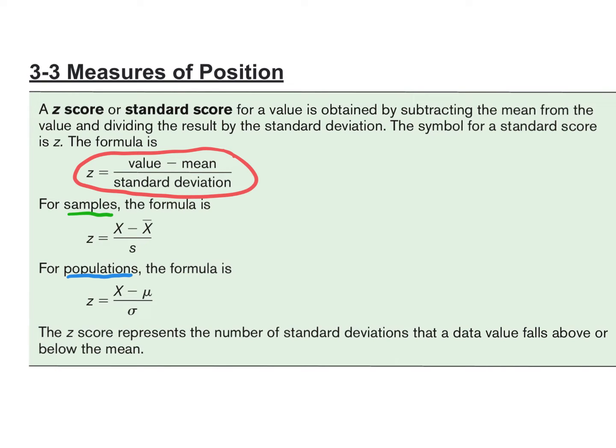Oftentimes we use z-scores when we're comparing apples to oranges, so to speak. We did that a little bit when we talked about coefficient of variation, when we have two different kinds of groups. You can still standardize, that's why it's also sometimes called a standard score. Standardize a score or a data value in relationship to where it's positioned to all the other data values. And that's what the z-score is all about.